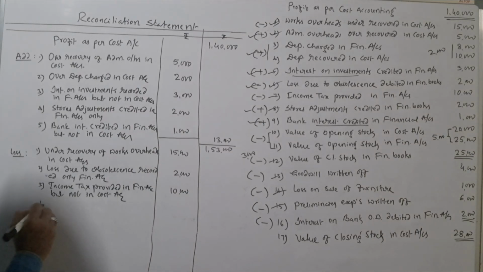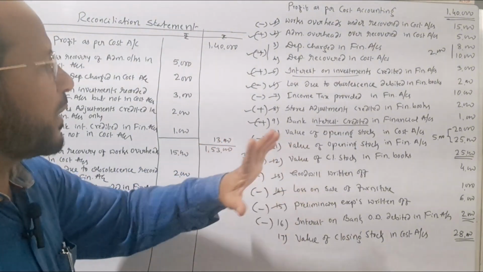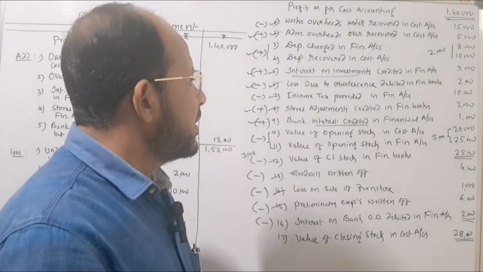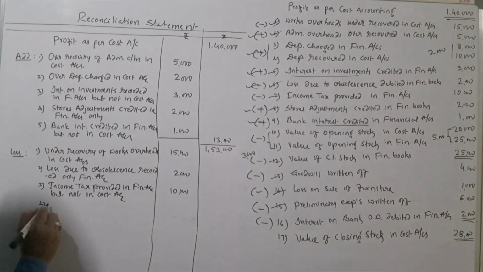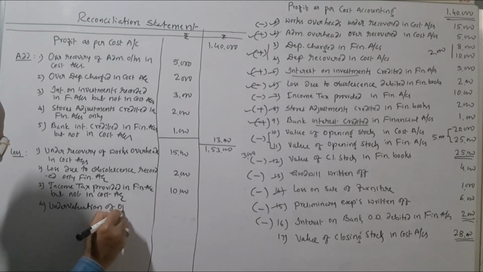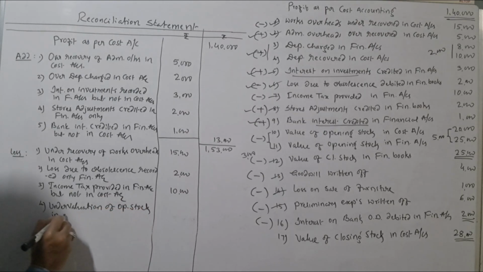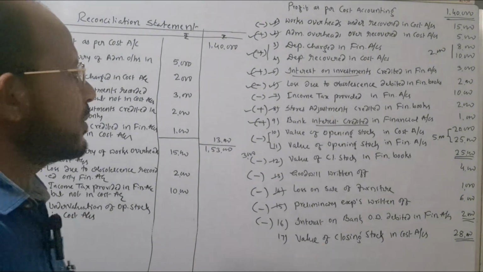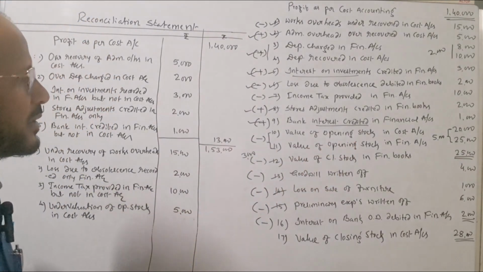Next one is number 4. What is there? Value of opening stock. Just you see, undervaluation of opening stock is there. Undervaluation of opening stock in cost accounts. What is the amount? Rupees 5,000. Rupees 5,000 is to be deducted.